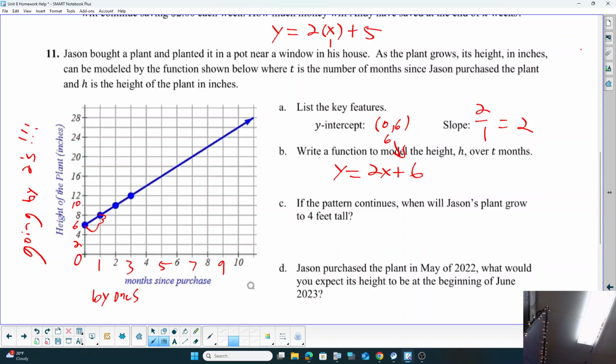If the pattern continues, when will Jason's plant grow to 4 feet tall? Let's see, height of the plant in inches. Oh, so 4 feet tall would be going backwards. Oh no, feet. Sorry, it says feet. And so feet would be, this is in inches, right? And there's 12 inches per 1 foot. So how many is that? You know. So 12 times 4. And 12 times 4 is going to be 48. So when is it going to be 48 inches tall, basically, right?